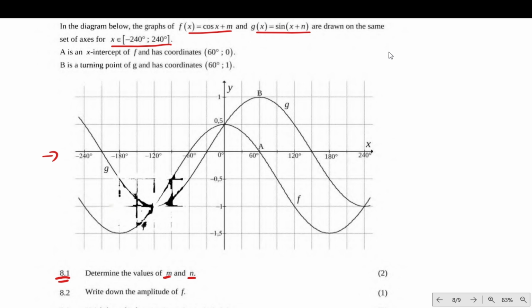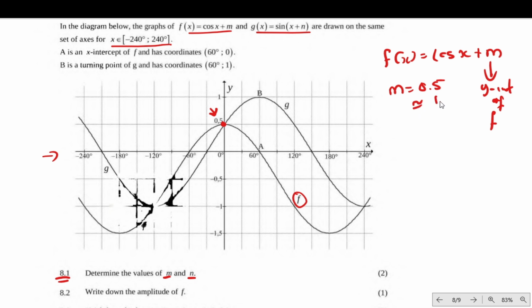So to determine the value of m, we have the function of f, which is equal to cos x plus m. This m is your y-intercept of f, right? So looking at this is the function of f, so there is the y-intercept. The y-intercept is this here, which is 0.5. So meaning that m is actually 0.5, which you can just say is 1 over 2.